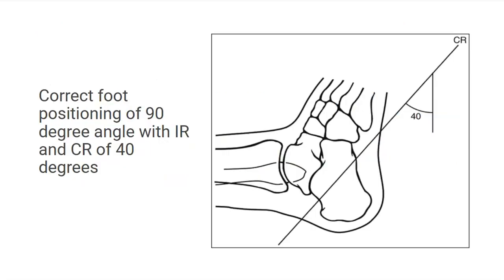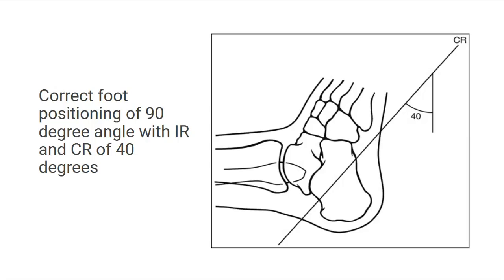So now let's talk about proper positioning and central ray angulation to open that talocalcaneal joint space. In an axial calcaneus projection, the talocalcaneal joint appears open when the central ray is properly aligned parallel to it. With the plantar surface of the foot positioned vertically, or at 90 degrees, the talocalcaneal joint space forms a 40-degree angle with the IR.